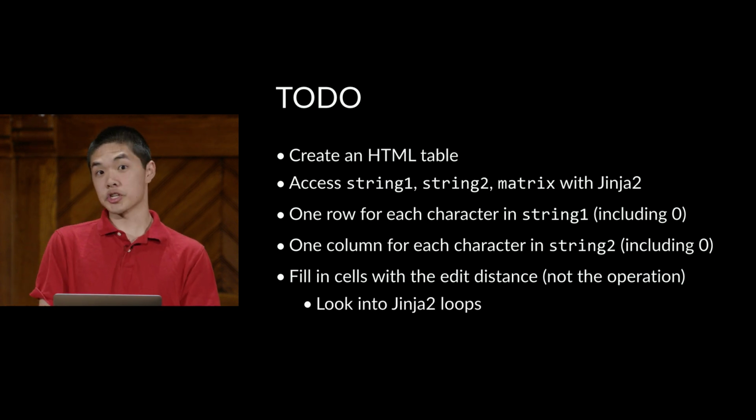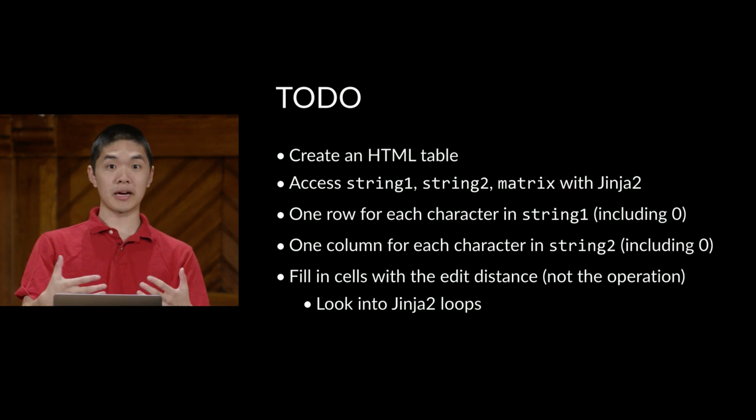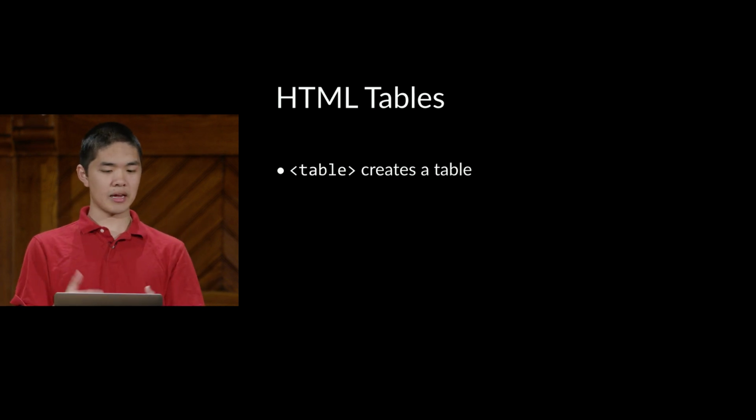You can take a look at Jinja2 loops, which may prove useful to you as you think about how to go about producing a table like this. So what do HTML tables actually look like? Well, tables are generally wrapped in table HTML tags in angled brackets.